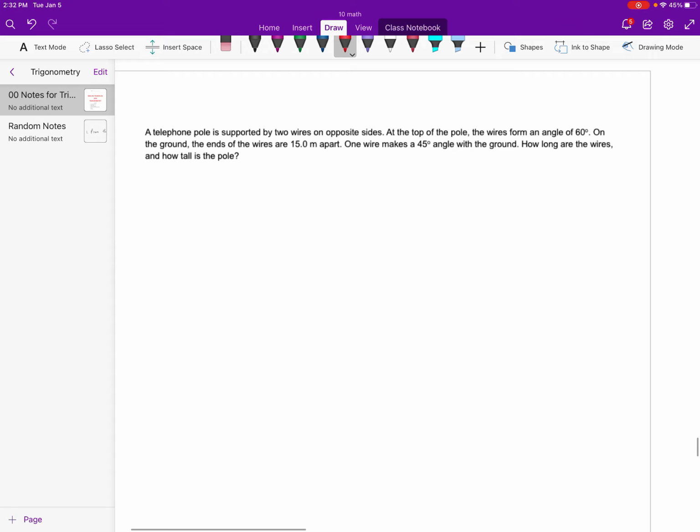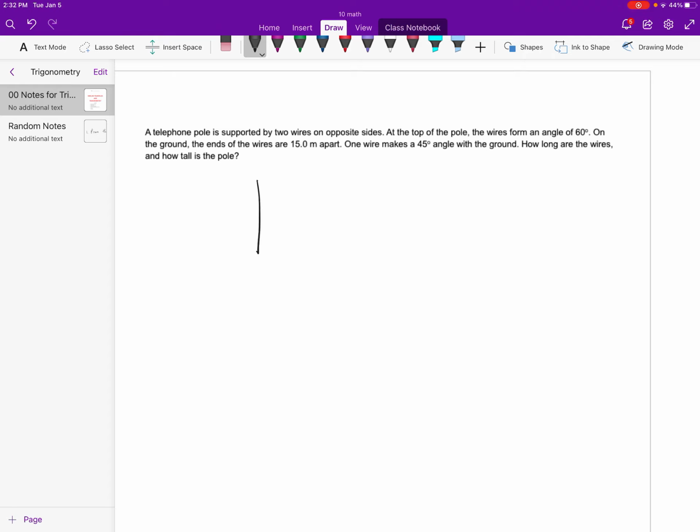Let's do one application problem. A telephone pole is supported by 2 wires on opposite sides. At the top of the pole, the wires form an angle of 60 degrees. On the ground, the ends of the wires are 15 meters apart. One wire makes a 45-degree angle with the ground. How long are the wires and how tall is the pole?